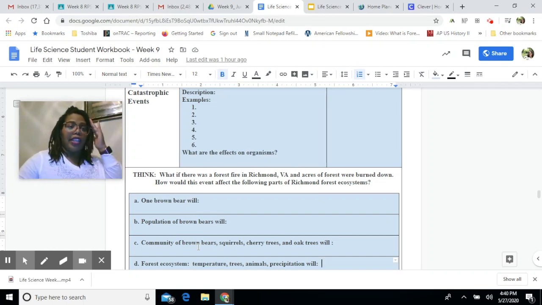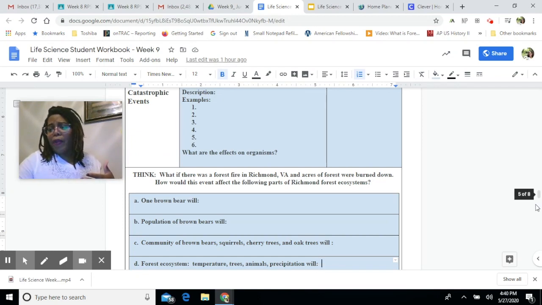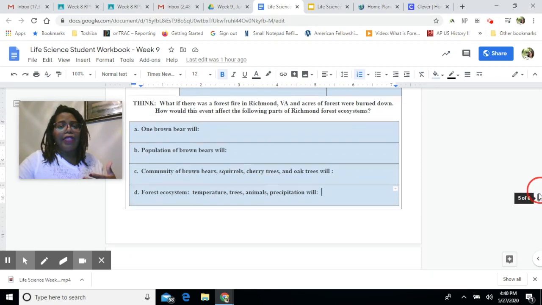I want you to put on your thinking caps. What do you think will happen to these organisms? What could happen to a brown bear that lived in that forest? What could happen to the entire population of brown bears that live there? What would happen to the squirrels, the cherry trees, the oak trees that were part of that forest? What might have happened to them? How might that affect the entire ecosystem? Will it affect the weather there? Will it affect the water there? Think about what you think will happen and then type it into the boxes that are shaded blue. That's where you type your responses.